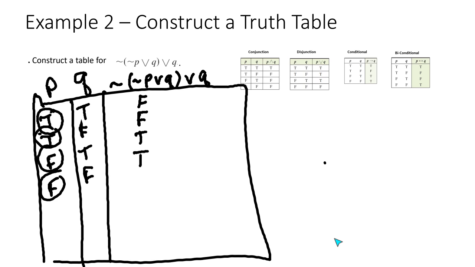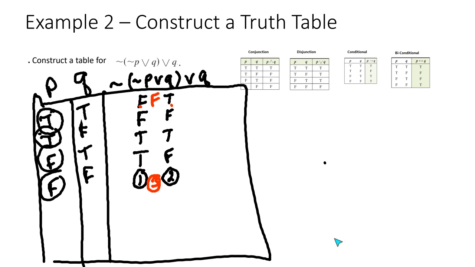And then I'm still working with the parentheses, right? So Q, I'm just going to copy Q. And so that's number 2. And so now I can do the conjunction here. I'm going to call it 3. So we have false and true. They're not both true, so this is going to be false. And then we have false and false. And so they're not both true.